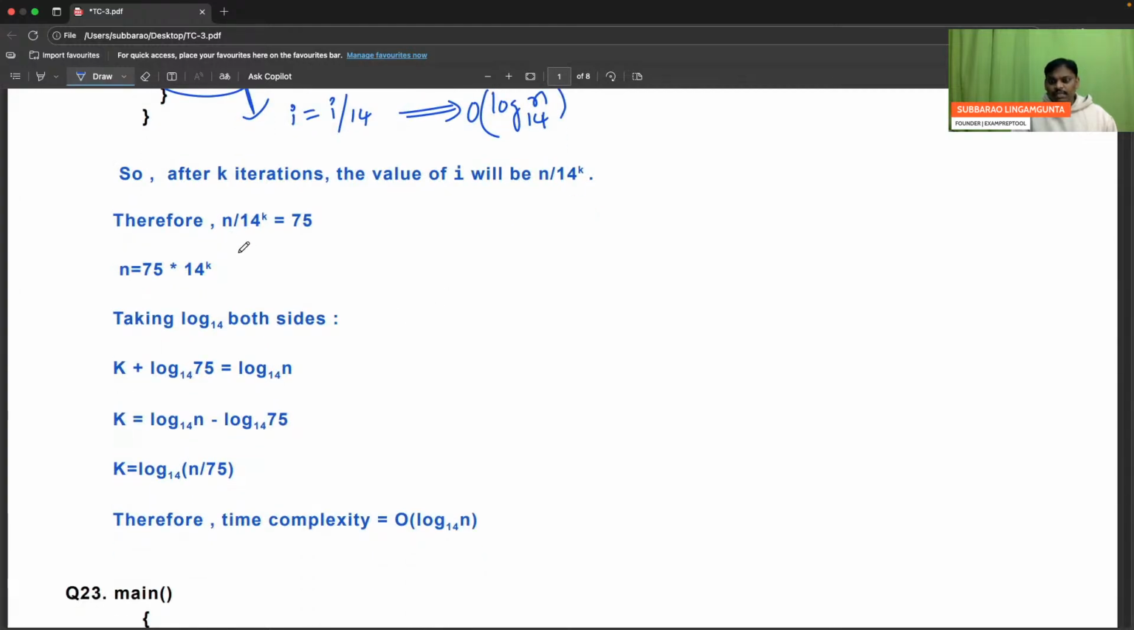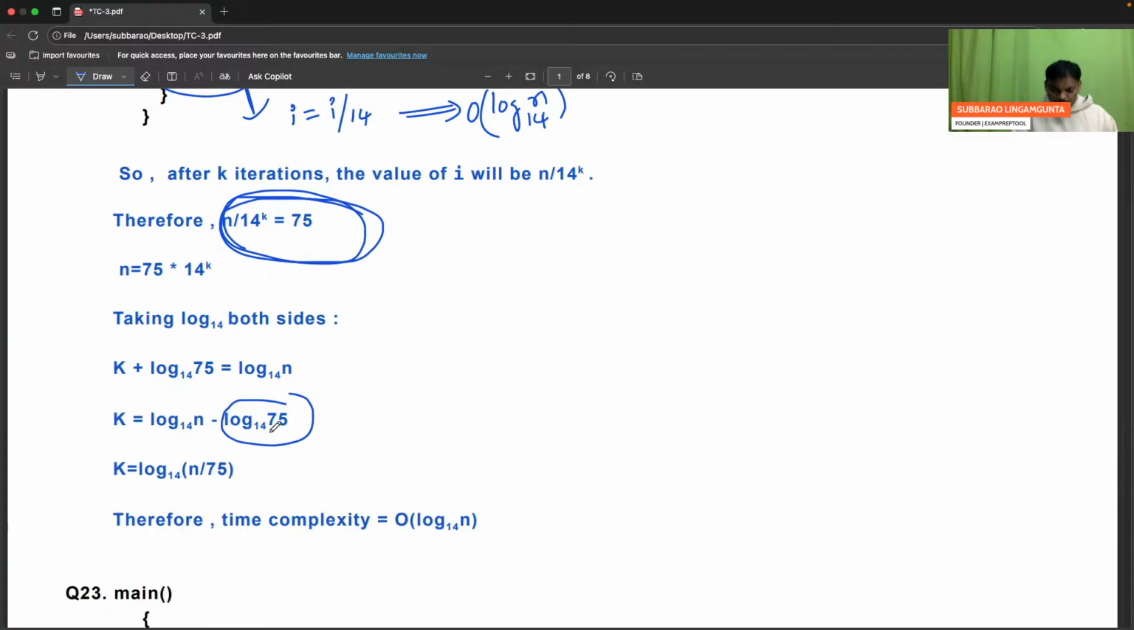It became the series n/14^k = 75. Decrementing until n/14^k = 75. So it becomes n = 75 × 14^k. So taking log base 14, I think it will become k + log 75 base 14. Finally, k becomes log n base 14. Remaining is anyhow some constant. Finally, the answer is going to be log.